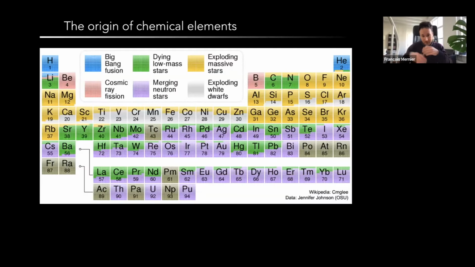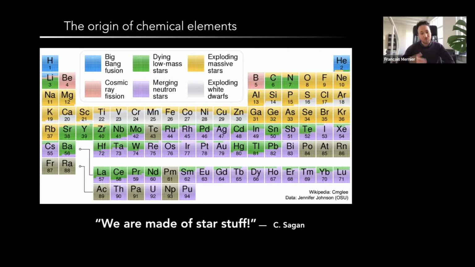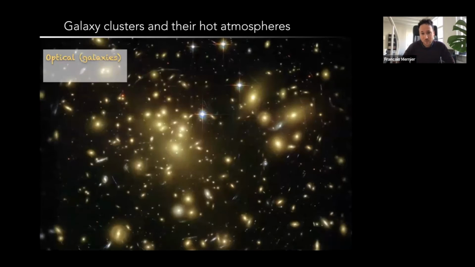So in a nutshell, this is basically the Mendeleev table with, for each element, all the origins of each element. And of course, you all know this very beautiful quote from Carl Sagan that we're all made of star stuff, which I still find completely amazing.